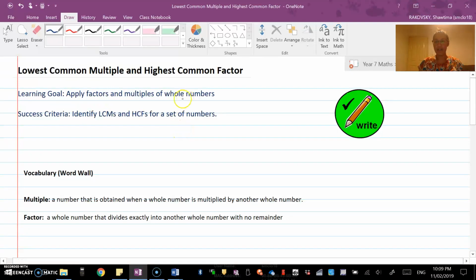Hey everyone, this video will be about lowest common multiples and highest common factors. You're going to apply your knowledge and understanding of factors and multiples of whole numbers to find and identify lowest common multiples and highest common factors for a set of numbers. So remember to write your learning goal down.